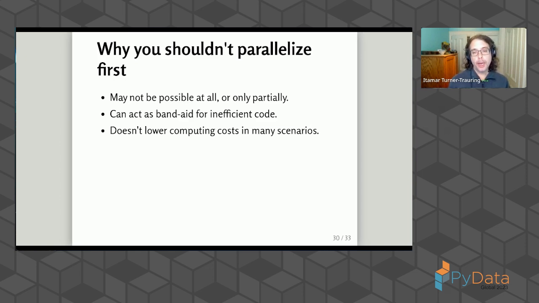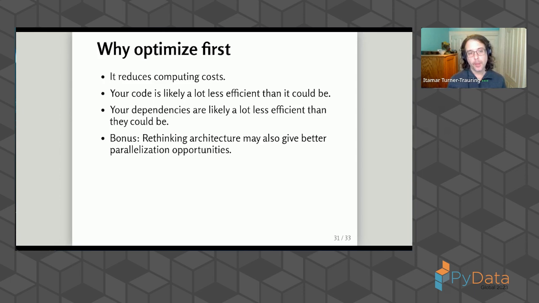You should check. And if you're trying to lower costs, like if you want to spend less money on computation, parallelism does not help. On the other hand, if you optimize your code first, it will reduce your computing costs. It is possible. Your code is quite often less efficient than it could be. The dependencies you rely on, the libraries you're using, are often less efficient than they could be. You can submit patches to open source projects to speed them up. You can write your own version of the algorithm that's tuned to your particular requirements.